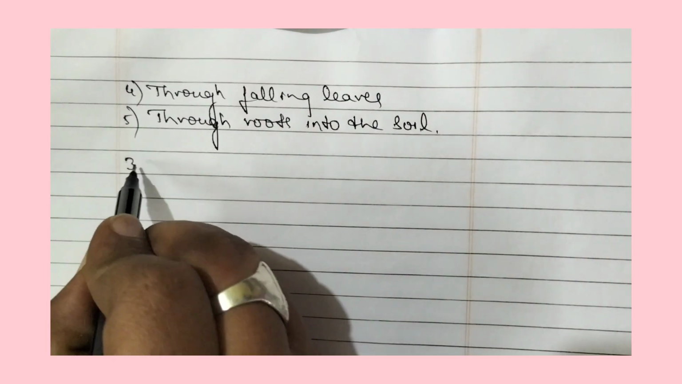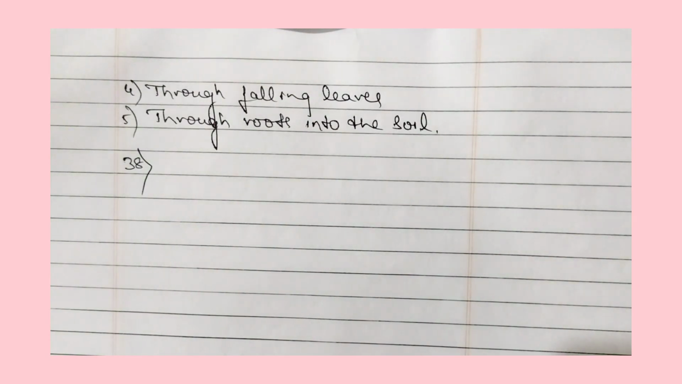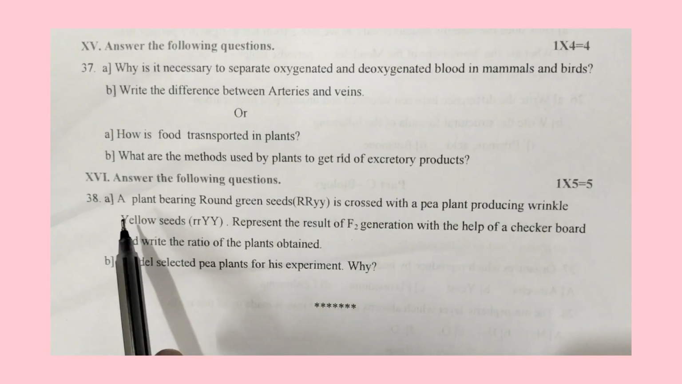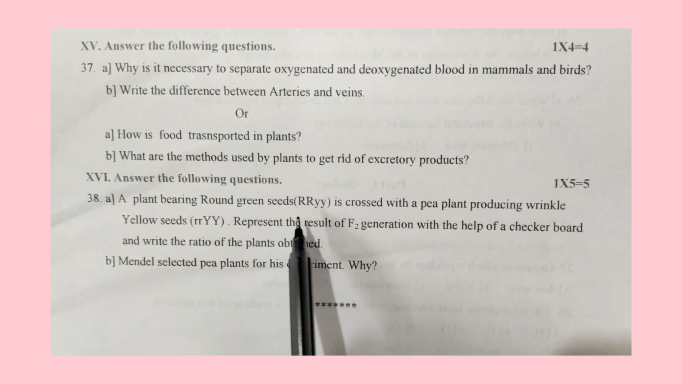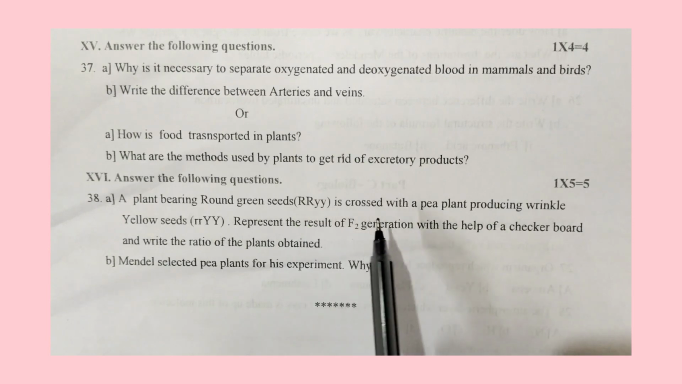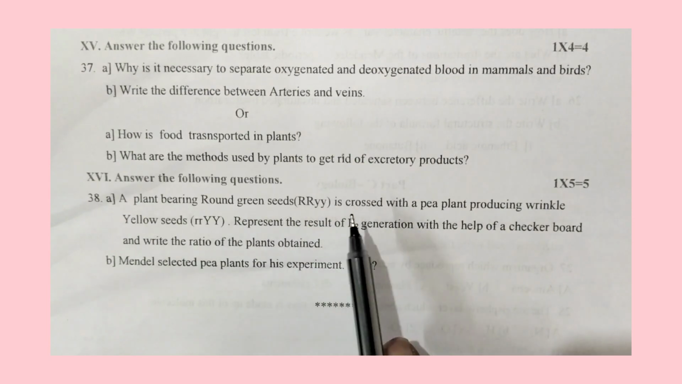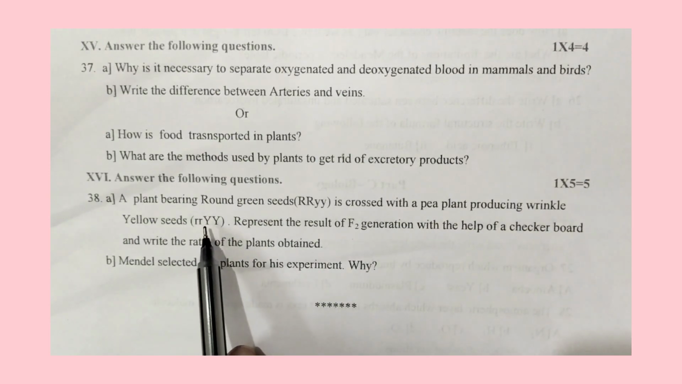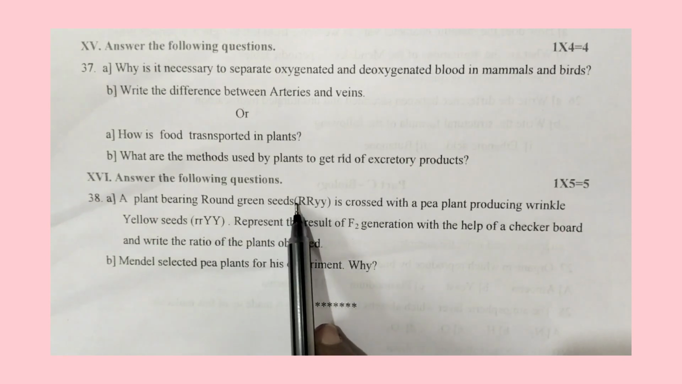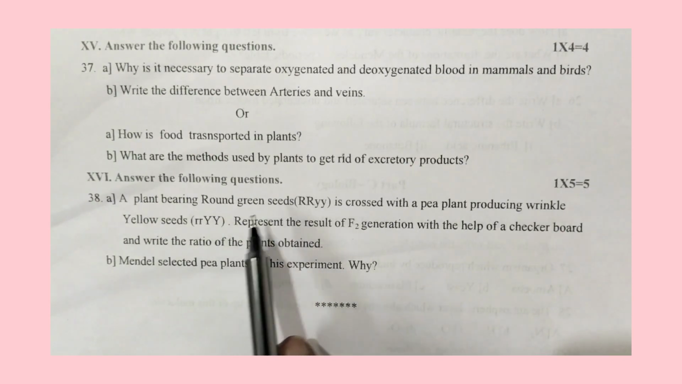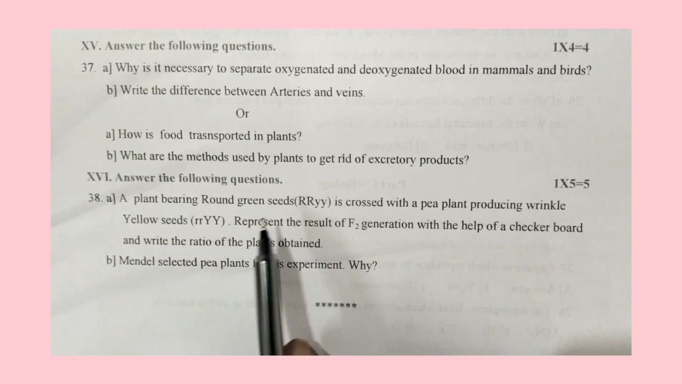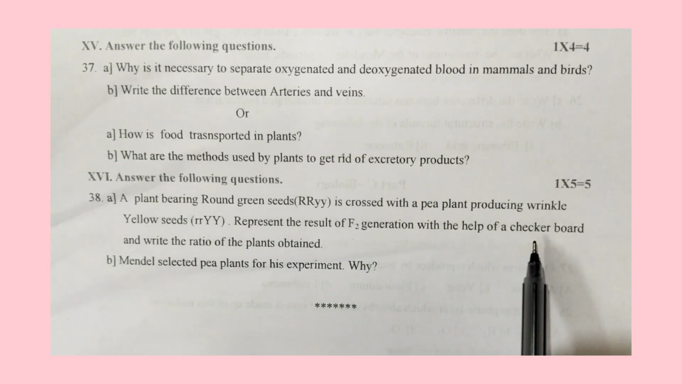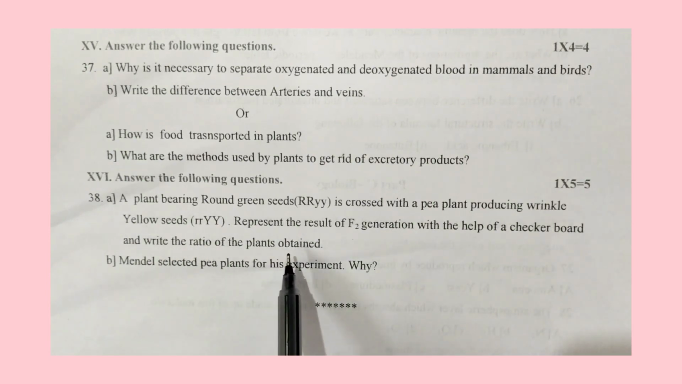Now in this paper, let us move to the last question, that is the 38th question, and this is the last question of the biology part. A plant bearing round green seeds, small y, round, green, is crossed with a pea plant producing wrinkled yellow seeds, small r, capital Y. Round dominant, wrinkled recessive, green recessive, yellow dominant. Represent the result of F2 generation with the help of a checkerboard and write the ratio of the plants obtained.